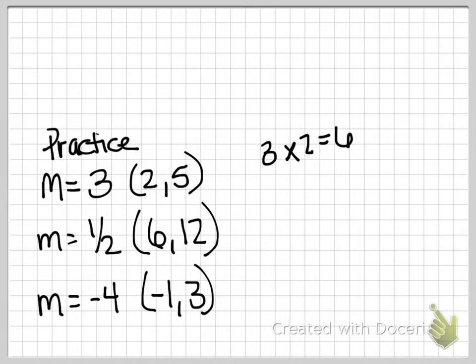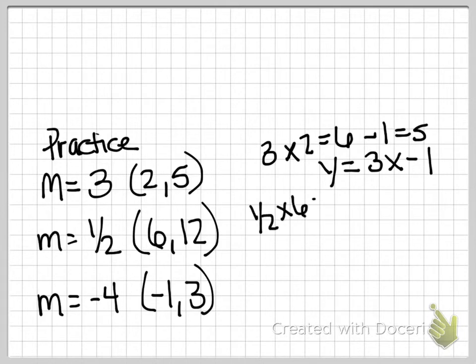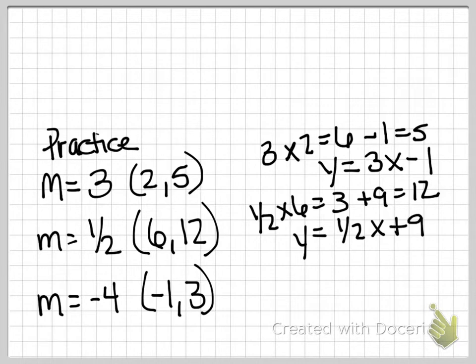Okay, so you can see in the first one we said 3 times 2 is 6. You need to subtract 1, so your equation would be y equals 3x minus 1. Here again, we're going to say 1/2 of 6 is 3. I need to get to 12, so I need to add 9. So my equation would be y equals 1/2 x plus 9.